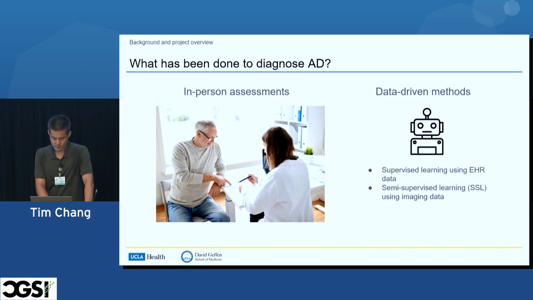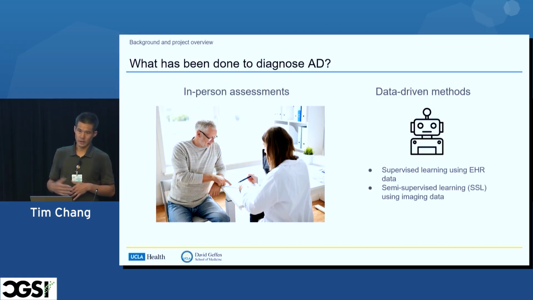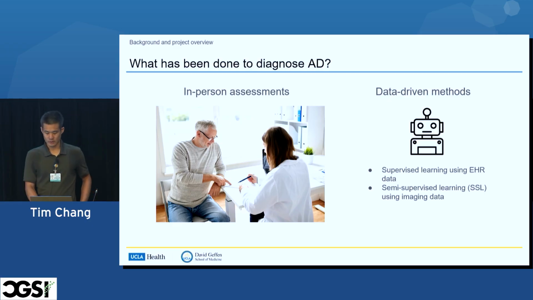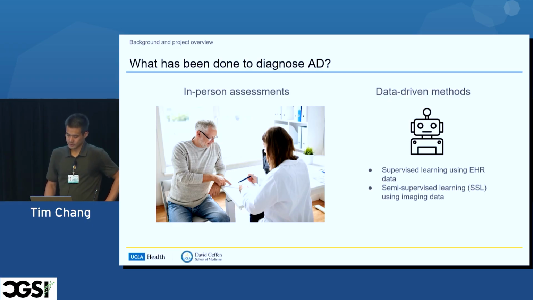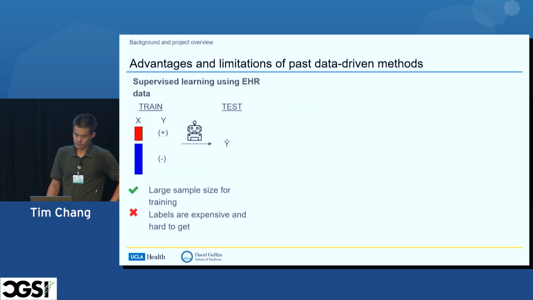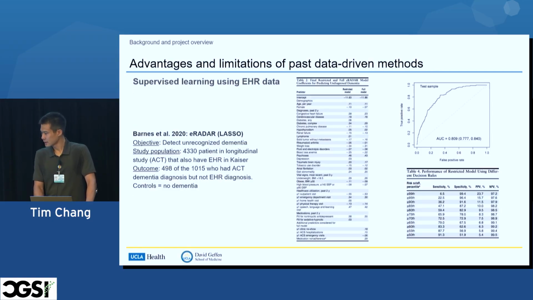All right. So when we diagnose Alzheimer's disease, there are obviously in-person assessments. There are new blood biomarkers that can be done. There's new imaging that can be done, and new treatments, actually. But there are also more data-driven methods that have been developed. One main approach is using supervised learning to look at the EHR data. You have large sample sizes, but labeling can be expensive if you really want a physician diagnosis or chart review diagnosis. Obviously, it's easy to look at ICD codes.